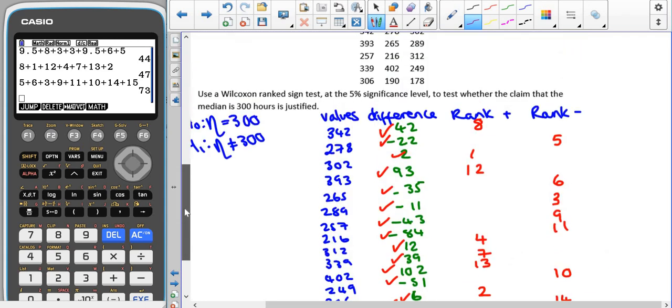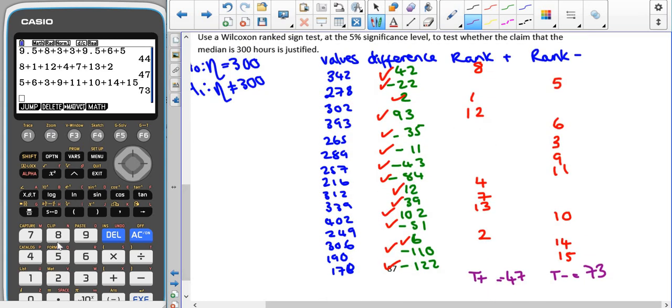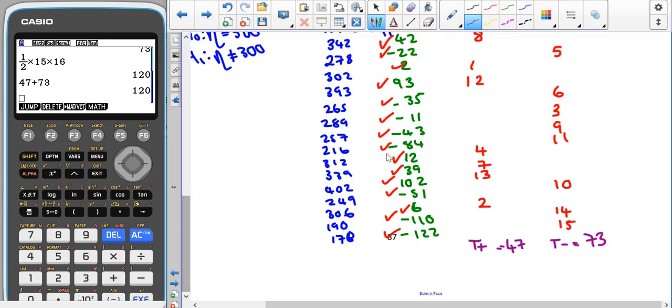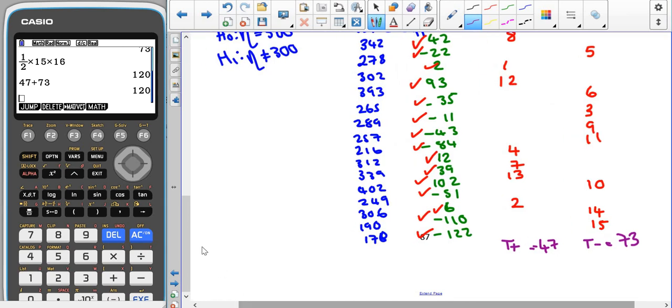we have 15 pieces of data here. So that would be a half times 15 times 16, which is 120. Do these add up to 120? Well, 47 plus 73. Yes, they do. So I've probably done these correctly.